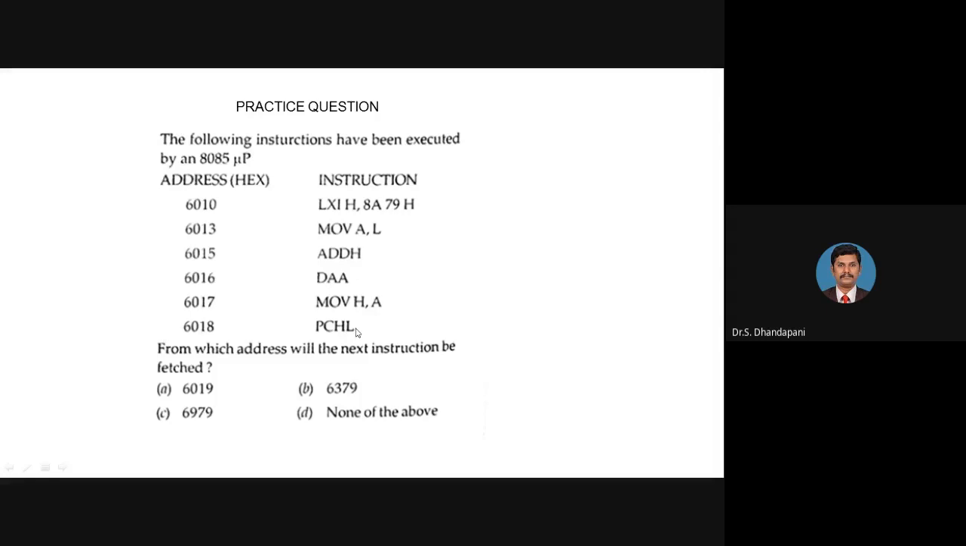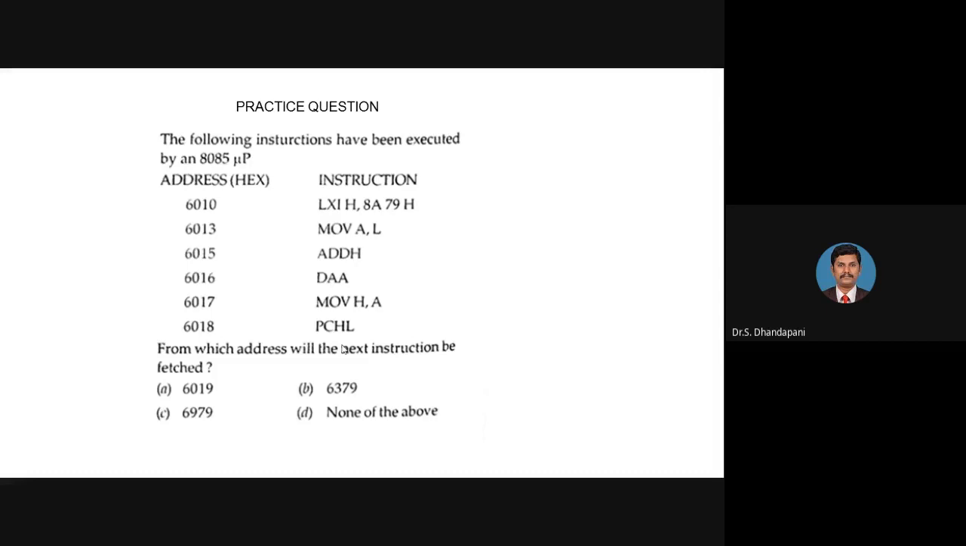Finally, we are using PCHL. That means the value available in the HL register pair is transferred to the program counter. The question is, from which address will the next instruction be fetched? The next instruction will be fetched from the address available in the program counter. The address in the program counter is defined by the value in the HL register as per the instruction PCHL. So we want to find the value of HL. That HL value is stored in PC, and that program counter value will decide the next instruction to be fetched.